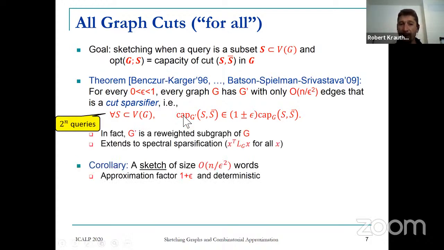Again, you have a graph which is only of size order n divided by epsilon squared, and it handles 2 to the n queries, 2 to the n degrees of freedom that you could potentially be interested in. And this has extensions, as I cited here, to spectral sparsification. That's another type of extension, besides the multi-commodity flow I mentioned before. Spectral is in a different direction.